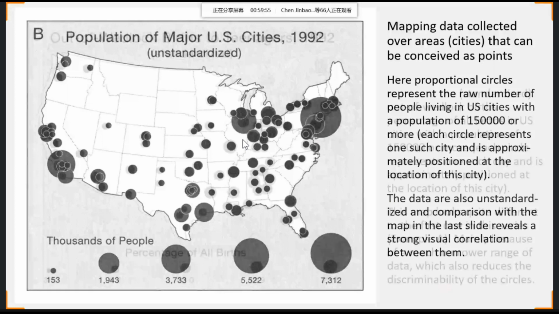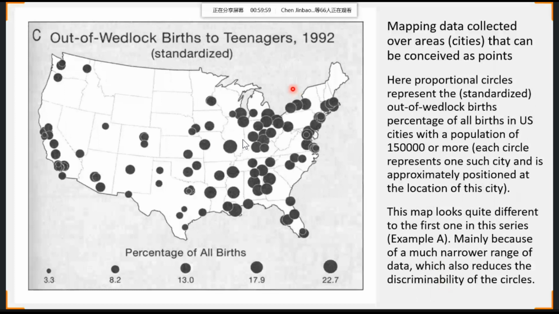Now in the next slide, you see the standardized data. And you immediately see a different picture here. Of course, we have the same data to be compared. Here now proportional circles represent the standardized out-of-wedlock birth percentage of all births in US cities with a population of 150,000 or more. So each circle represents one such city and is approximately positioned at the location of this city.